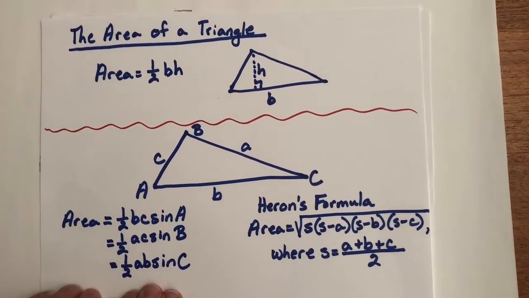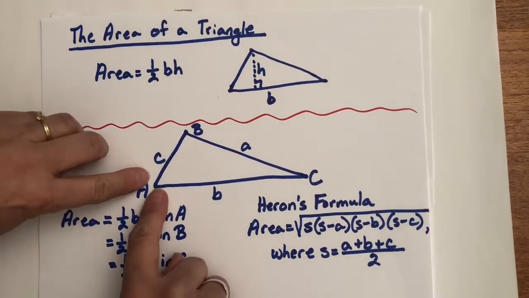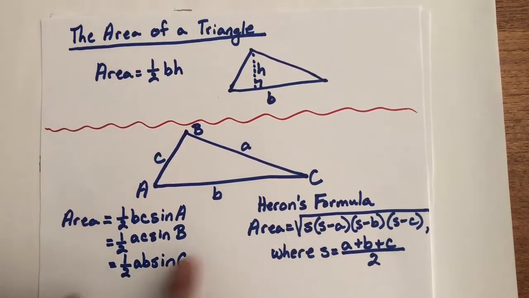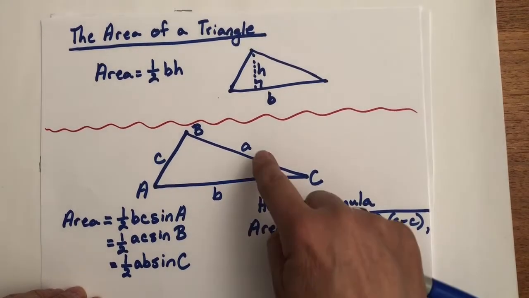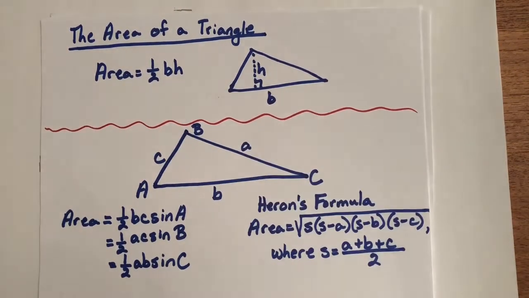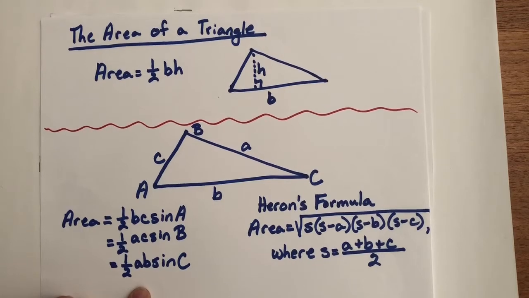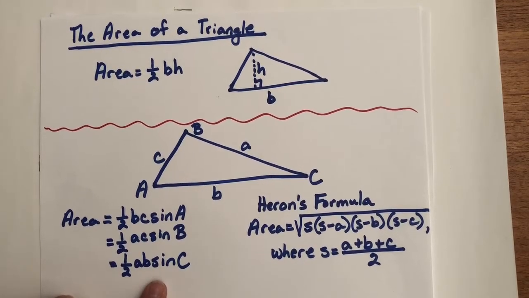We have this formula from trig, which says the area of any triangle can be found by taking 1/2 the product of two sides and the sine of the included angle. So we take 1/2 times one side times another side times the sine of the angle in between. This formula is pretty handy if you know two sides and the included angle.